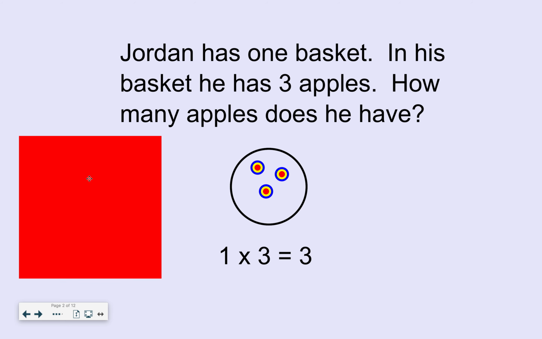So the problem we just modeled was one group of 3. Jordan had one basket, 3 apples. How many are there total? 3 apples.